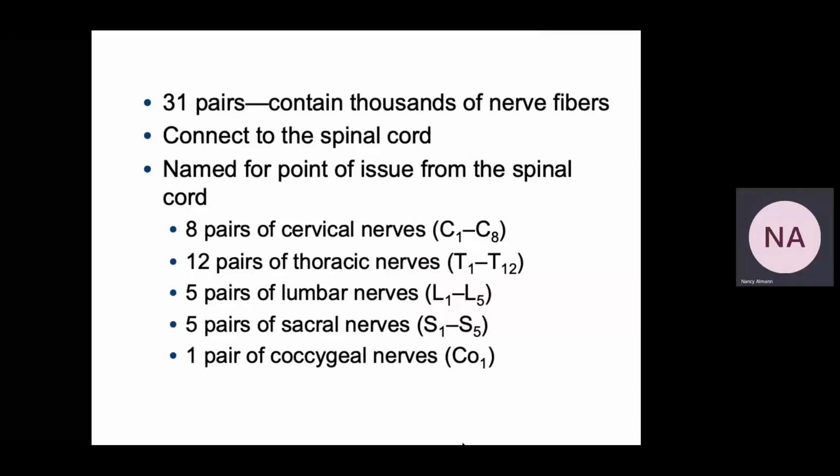We have 31 pairs of spinal nerves, and they will contain thousands and thousands of neurons. They do connect to the spinal cord, and they are named for the point of issue from where they arise along the spinal cord. There are 8 pairs of cervical nerves, 12 pairs of thoracic nerves, and 5 pairs each of lumbar and sacral nerves. There's a single pair of coccygeal nerves.